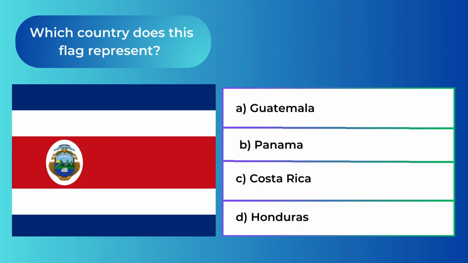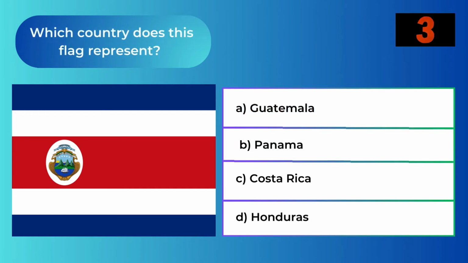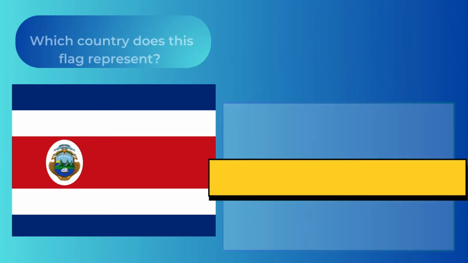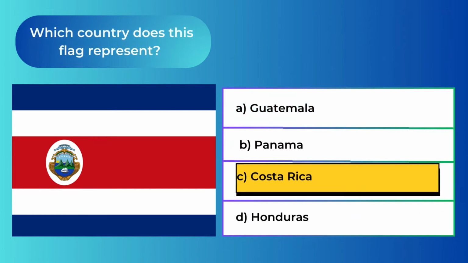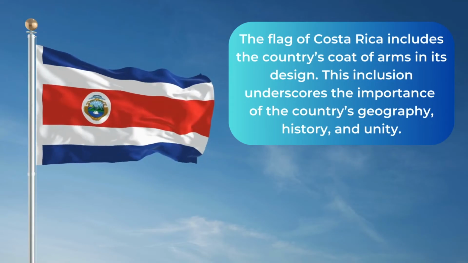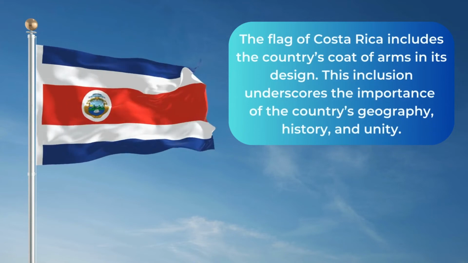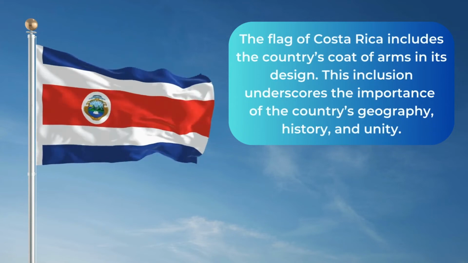Which country does this flag represent? The answer is C, Costa Rica. The flag of Costa Rica includes the country's coat of arms in its design. This inclusion underscores the importance of the country's geography, history, and unity.